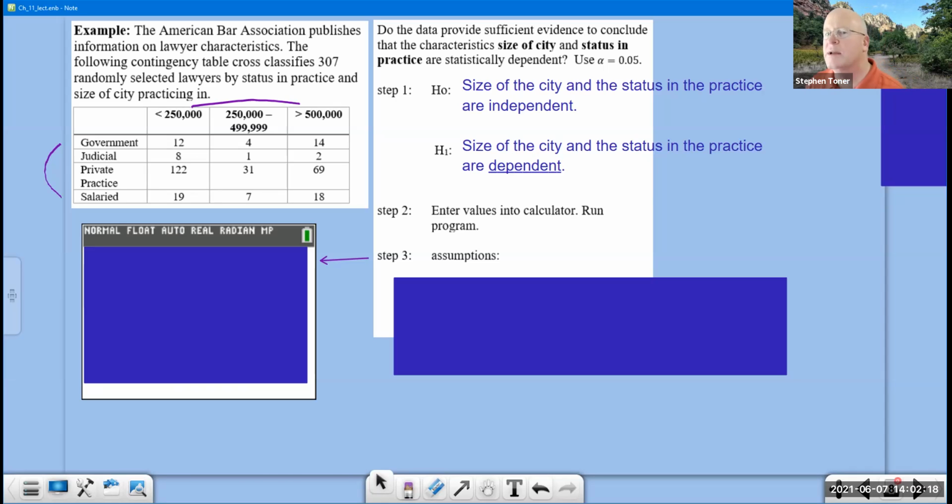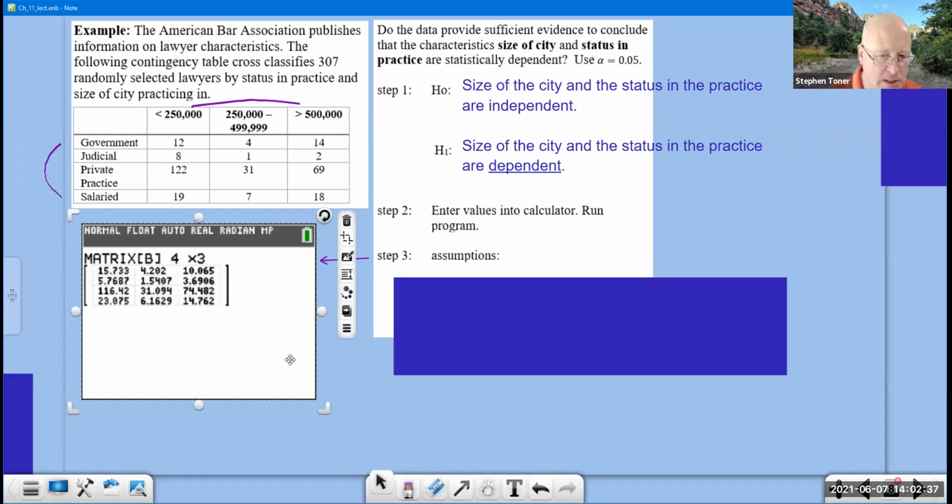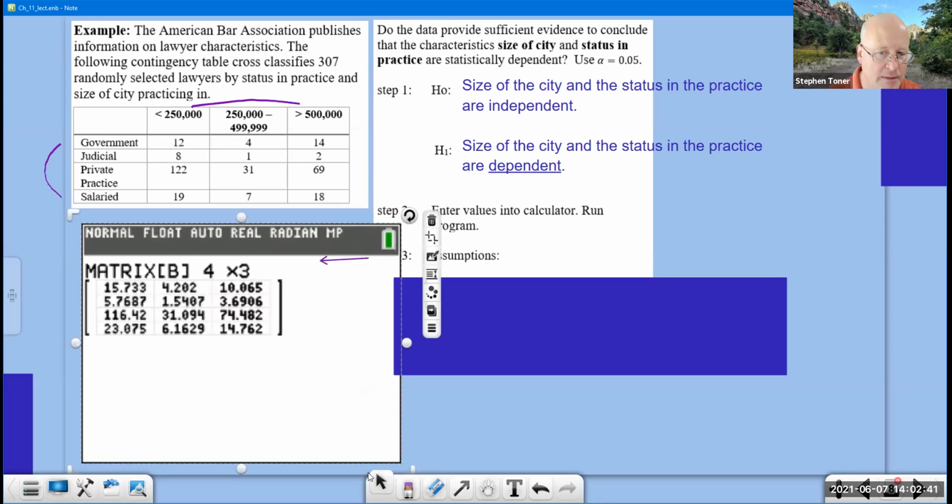Now, I've already entered these numbers into a calculator, into the matrix area. I then went and ran the chi-square test. And let me show you what matrix B looks like. Matrix B has these numbers in them. I'm going to make that a little bit bigger for us to look at, like that.